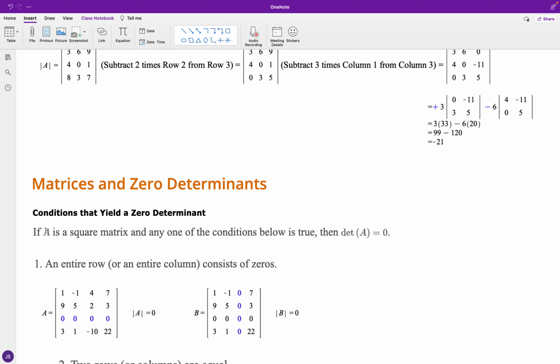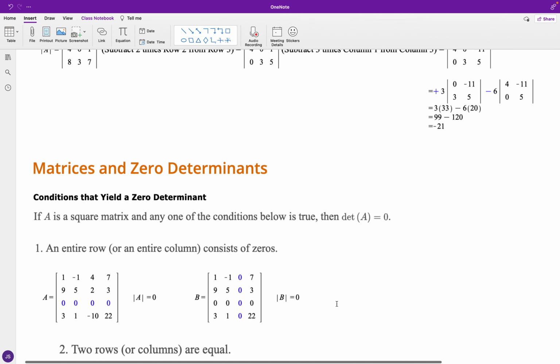And let's say I have matrix B, and notice the third column consists of all zeros, and so with that first property applied, it turns out that the determinant of that particular matrix is equal to 0.